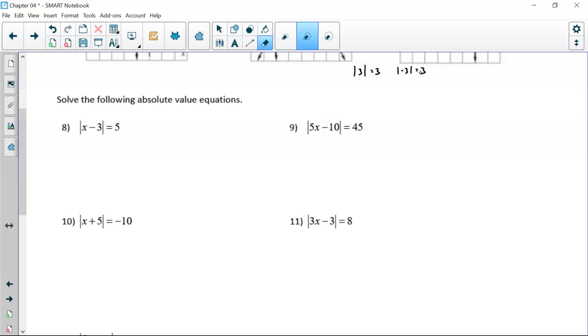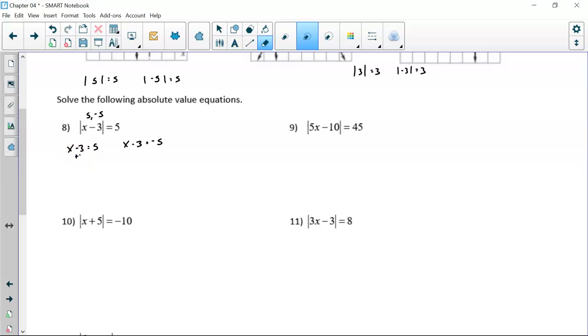So now, if we're looking at solving these, for number 8, for example, the absolute value of a number equals 5. The absolute value of 5 equals 5, but also the absolute value of negative 5 equals 5. So what's in the absolute value bars? That could be a 5 or a negative 5. So we have to take into account both scenarios. So x minus 3 could equal positive 5, or x minus 3, what's in the absolute value bars, could equal a negative 5. We need to write two equations to get rid of our absolute value bars.